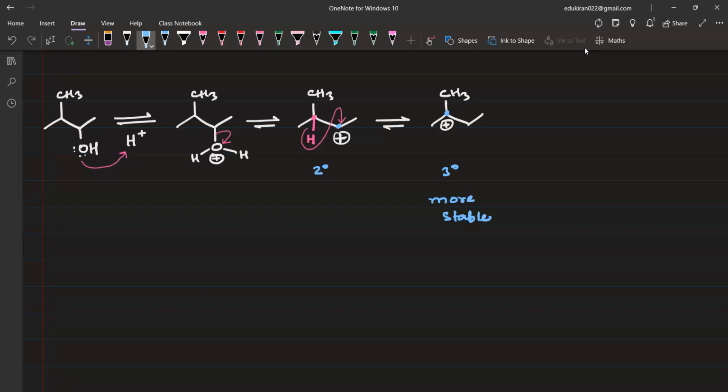अब जो ये एक बार बन गया for a second, it will not go back to the 2 degree, because 3 degree is more stable. It will stay in 3 degree. Make sense? Yes or no? Please tell me, guys. This is the most important part. यही चीज जो है आप लोगों को समझनी है.